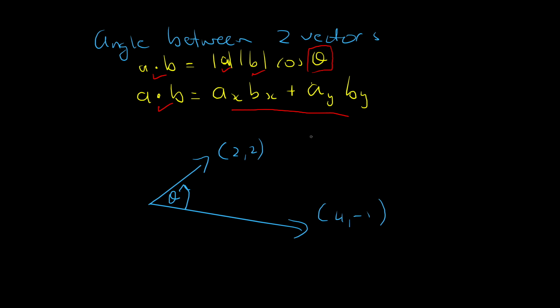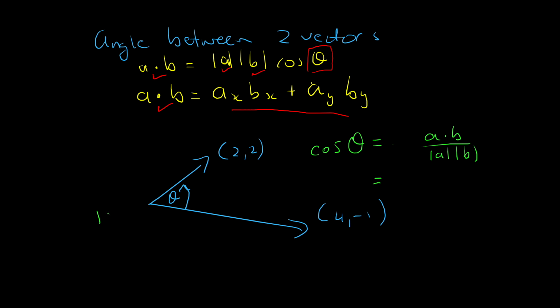Good, so let's see. If we make theta the subject of this equation, we divide by the magnitudes. So we've got A dot B divided by the magnitude of A and the magnitude of B. And then we want to get the arc cosine. So cosine of theta is going to be this. So to get the angle, we can just substitute the dot product. So let's calculate this quickly for these vectors.